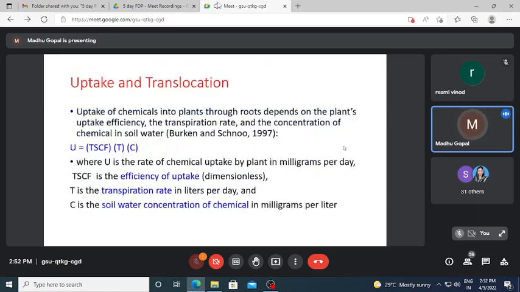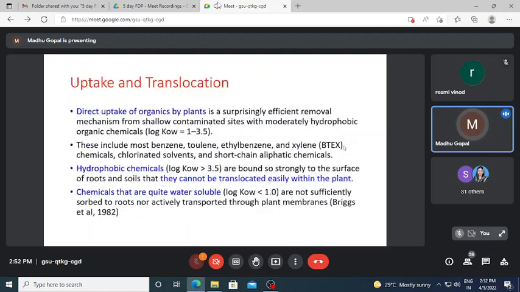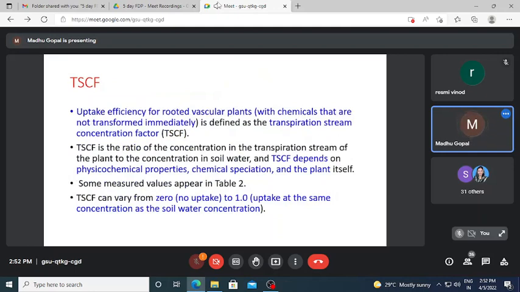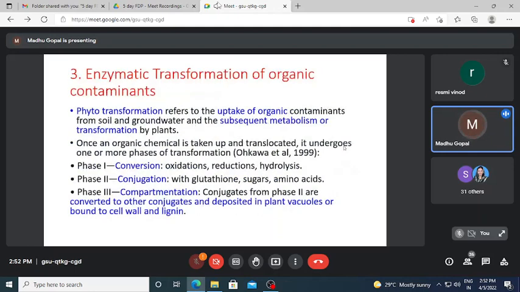So we have seen sorption of the organic substances, then uptake and translocation, and now we will talk about enzymatic transformation of organic contaminants. The organic substance that is taken up by the plant will undergo enzymatic transformation. We usually call it phytotransformation. It refers to the uptake plus the subsequent metabolism or transformation that takes place in the plant. That is called phytotransformation.